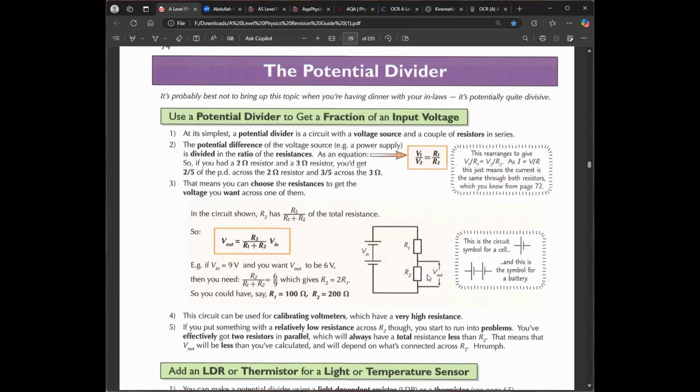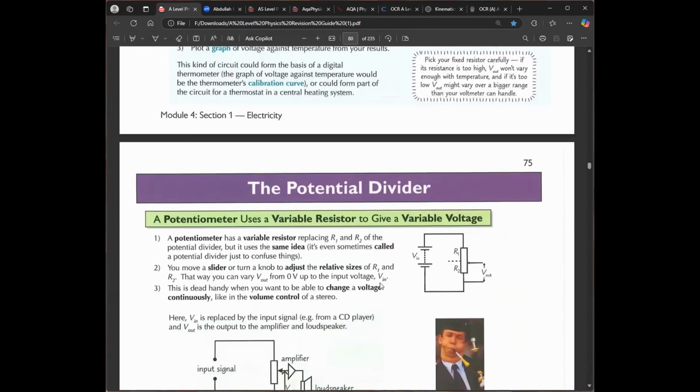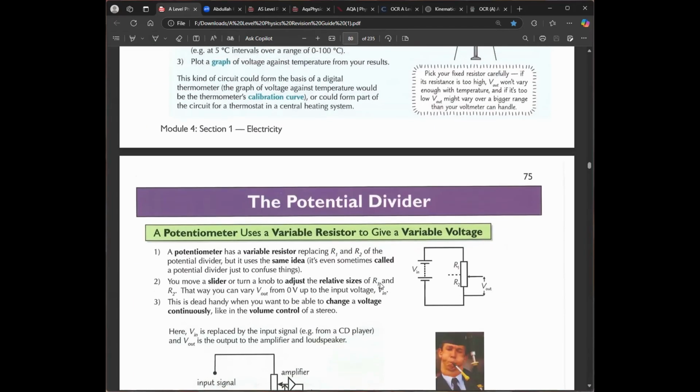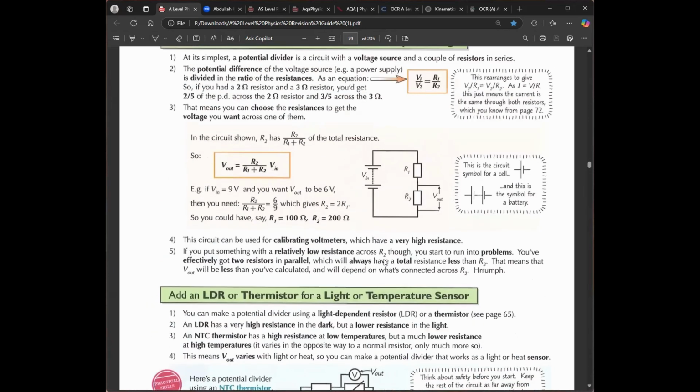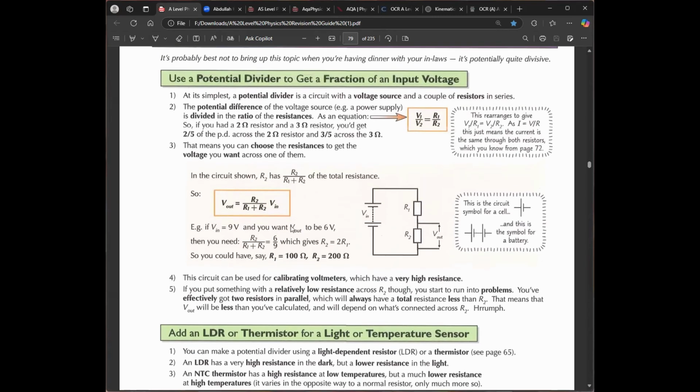For that, I'll come to the potential divider, which has the variable resistor connected. So you can play with the resistance. You don't need to always change the resistors. You can play with the resistance to have the required potential difference coming out of it. For now, just know that this is the formula that holds. We can always try to derive this, but I don't think we need to.